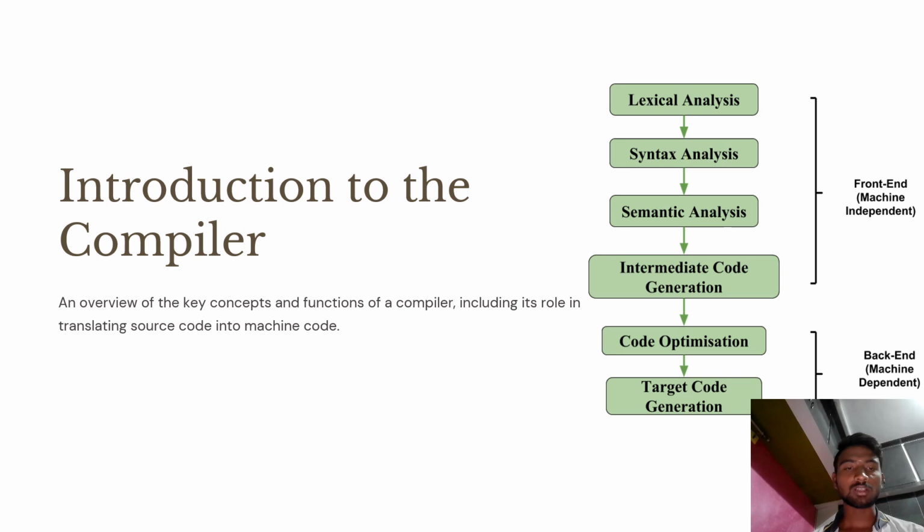Let us start with the introduction of the compiler. An overview of a key concept: the functions of a compiler, including its role in translating the source code into machine code. Let's see what the phases of a compiler are. Lexical analysis is the first phase, and syntax analysis, semantic analysis, and intermediate code generation are front-end, machine independent. Whereas code optimization and target code generation are backend, machine dependent, not independent.